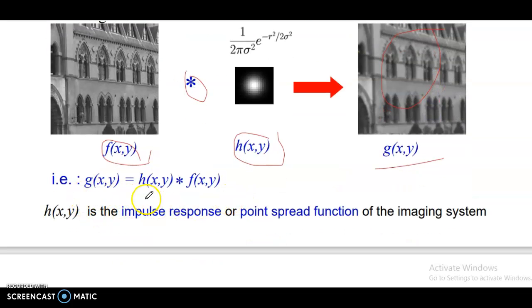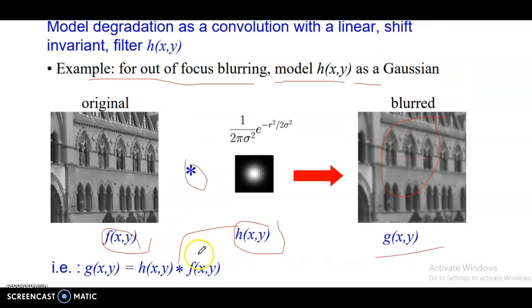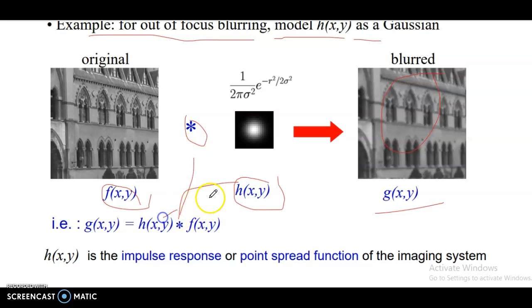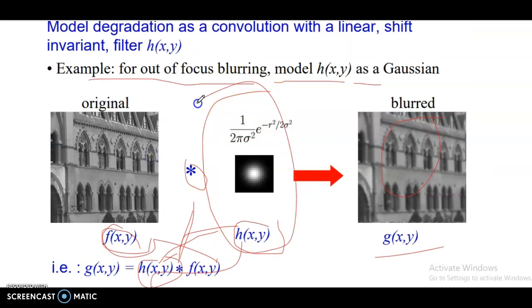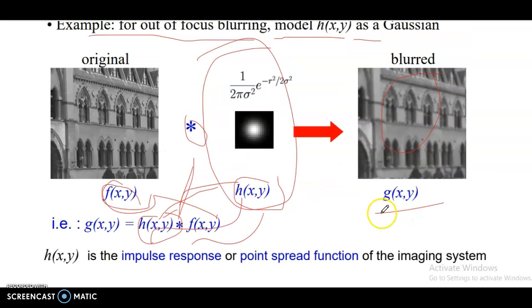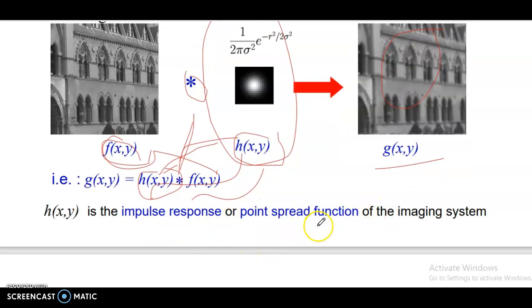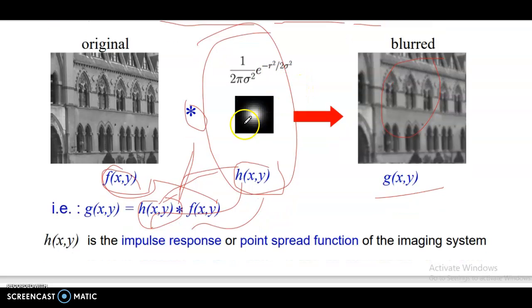That is g of x,y equal to h of x,y convolution with f of x,y. H of x,y is the impulse response, or point spread function, of the imaging system. Here the point spread function is 1 by 2 pi sigma square e power minus r square divided by 2 sigma square. That's all.